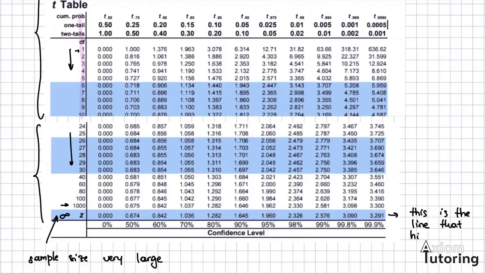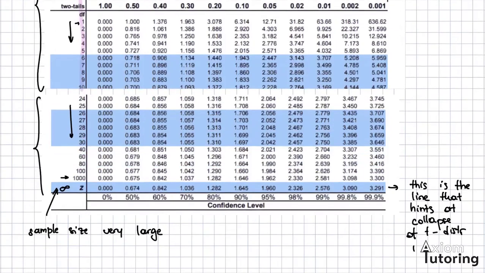So this is the line that hints at the collapse of the t-distribution into the Z distribution. Okay? What happens is that most of the time, instead of using the t-scores that you have in here, you use the standard z-scores, assuming that the sample size is large enough.